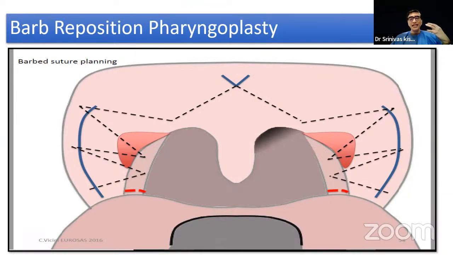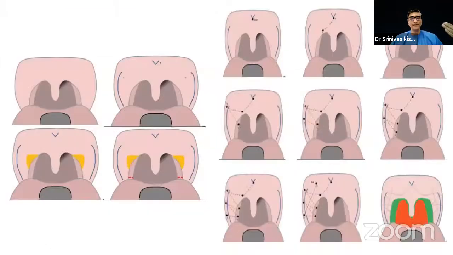I think, in very simple terms and words, it is the best sort of barbed procedure in terms of publications as well. And it's backed with a lot of data. So first I'm going to show you the diagrams, and then I will show you the surgical video.